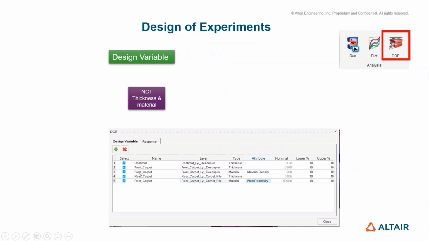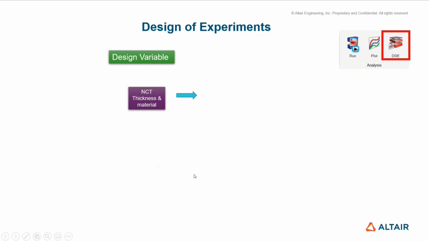Similarly, in the front carpet decoupler, for material, he wants to understand the effect of material density on his overall results. And similarly, he wants to understand the effect of thickness as well as material flow resistivity characteristics of a rear carpet pile. So he has defined them as design variables. Once he has defined the design variables, these will be considered for the design of experiments. Once the design variables are defined, you can define the responses.